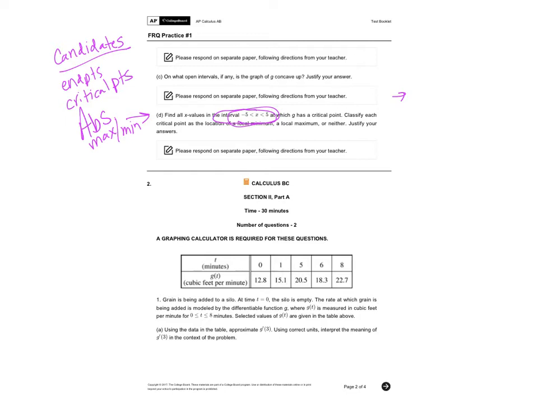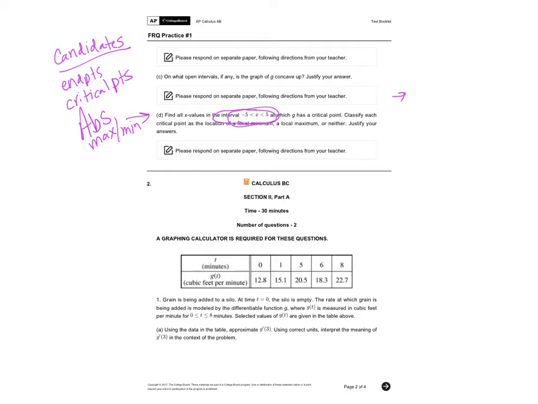Find all the x values in the interval. Pay attention to the interval. -5 and 5 aren't in there, which G has a critical point. So G has a critical point when G prime equals 0 or undefined. So you get your things. Then you write them down, because find them. So that's going to be points.